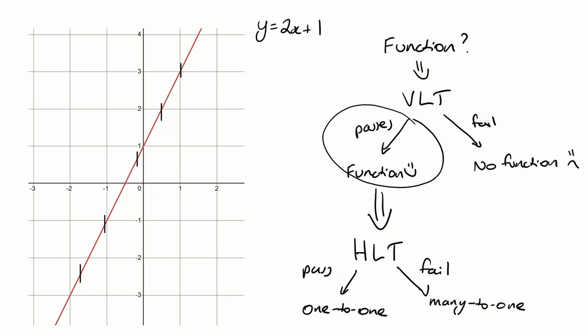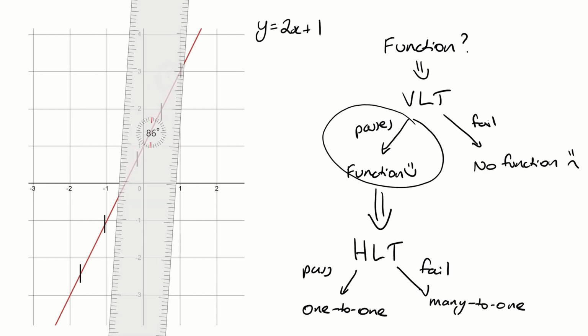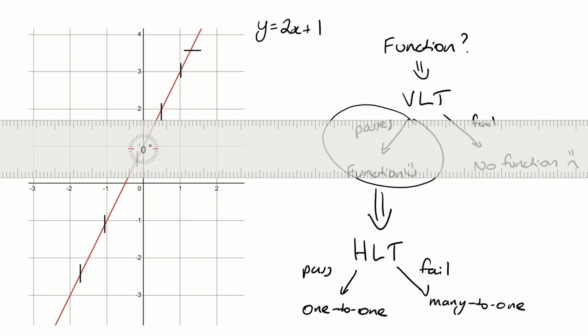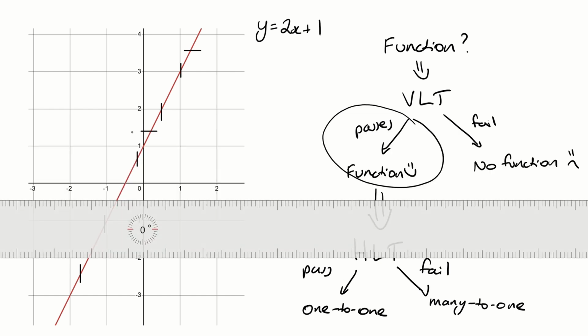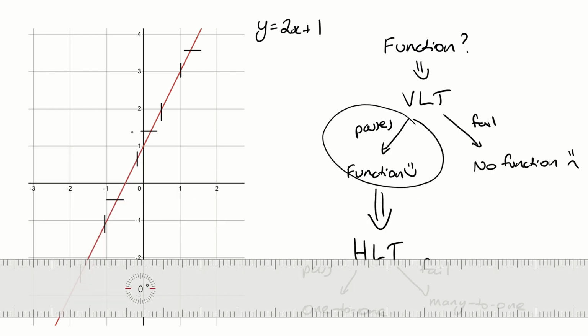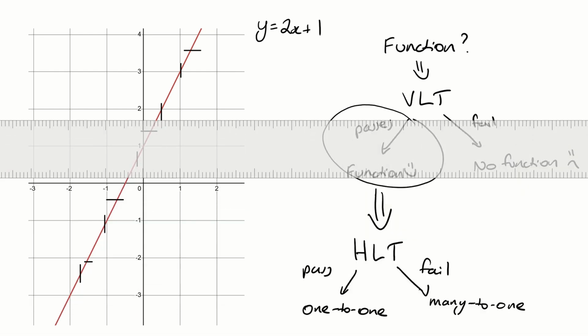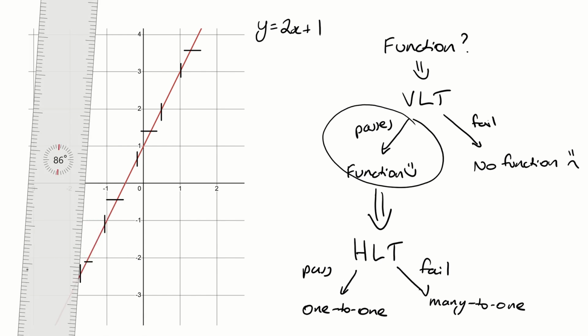Now, we need to work out what type of function it is. So we're going to do our horizontal line test. We get our ruler out and we make it horizontal, and we check again and we can see that we're only ever touching our red line at one point. So we can see at all of these times on our horizontal line test, we're only ever touching our red line once. So we have passed the horizontal line test. So we're in this space, which means we have a one-to-one function, which is exactly what we came up with just before. So this is a one-to-one function in this case.